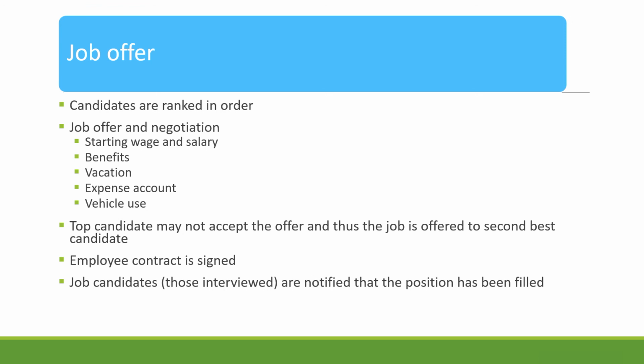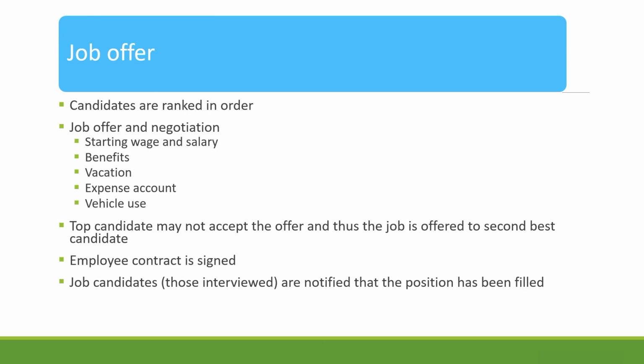Then is the job offer. The candidates are ranked in order from your first choice to the last, and then the job offer and negotiation starts. It depends on the organization, but quite often the person who makes the job offer, like a manager, is not actually involved. If you're a recreation manager, quite often this goes up to human resources or even your boss.